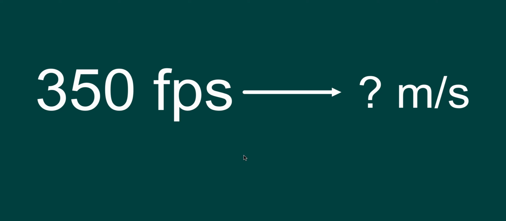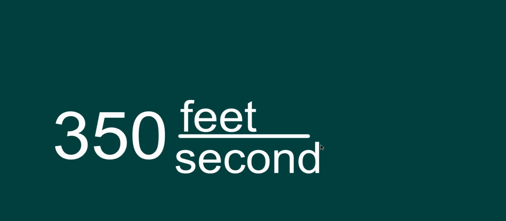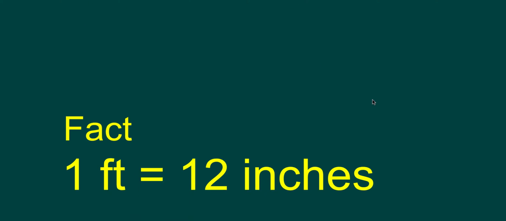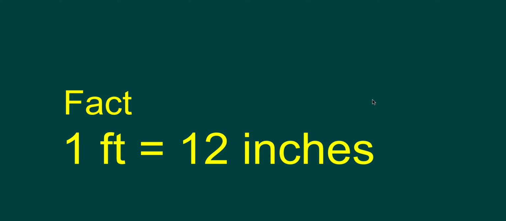So I want to take this FPS, first of all, and just rearrange it into something that looks slightly more mathematical. So 350 feet per second can be written like this, which is a fraction, or we'll take it one step further, and that is to turn it into a fraction that looks like this. So 350 feet per second. So here's our first fact. In 1 foot, there are 12 inches, or there are 12 inches per foot.